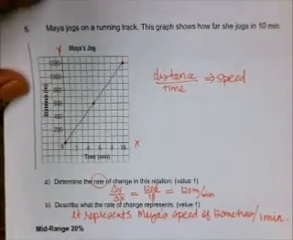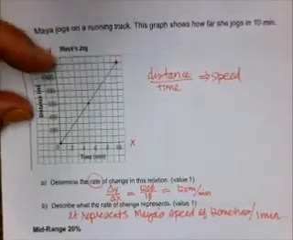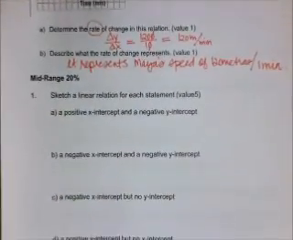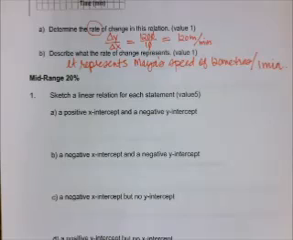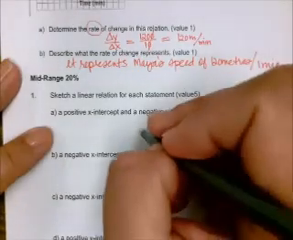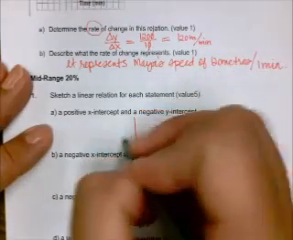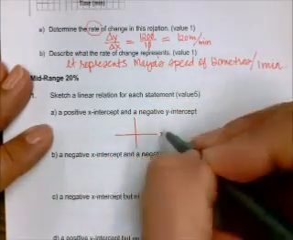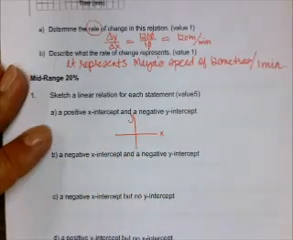So now we're going to move into the mid-range. So it says sketch a linear relation for each of these statements. A linear relation, a line, a graphing line. So I'm just going to start with a Cartesian plane. Okay, so here's my x and here's my y.